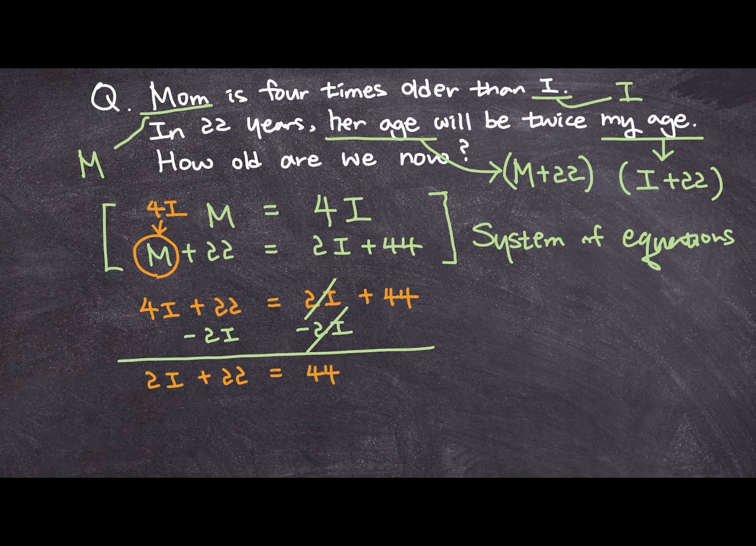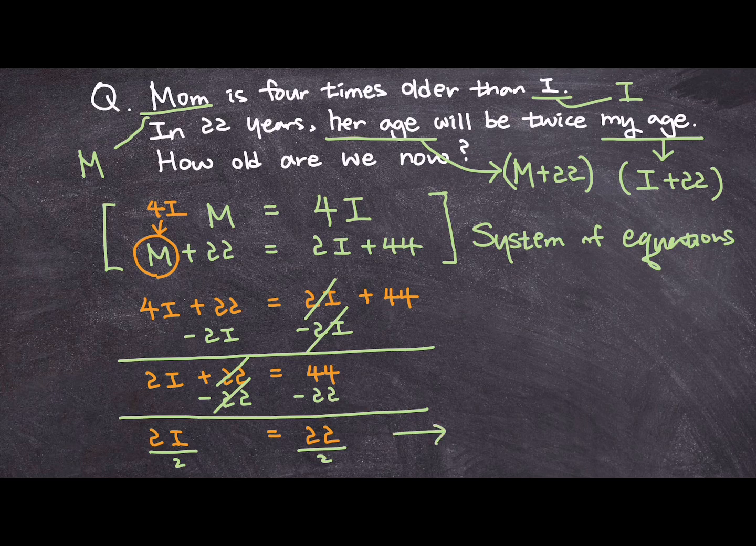Now, I want to get rid of that 22 from the left side of the equation. So I'm going to subtract 22 from both sides of the equation, and I'll end up with 2i is equal to 22. If I divide both sides of the equation by 2, then I'll end up with i is equal to 11, and that's my age right now.